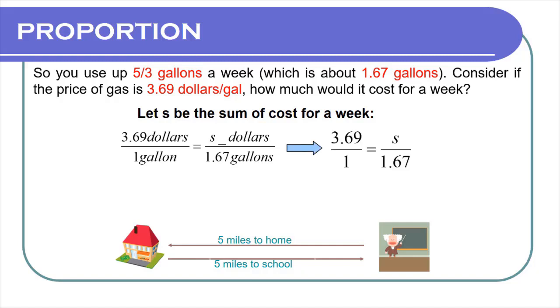So you multiply 3.69 by 1.67. It is equal to 1 times S. So S is $6.16. It means that the cost for a week is $6.16.